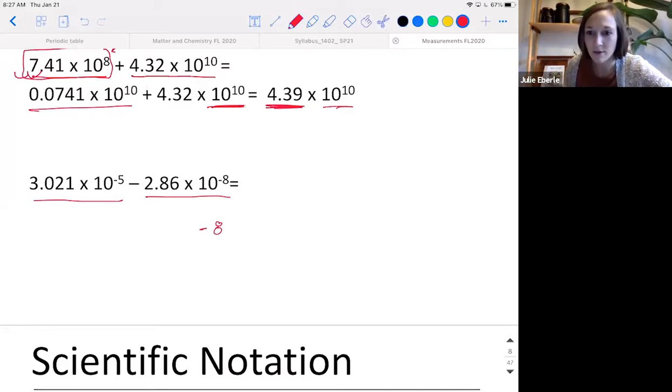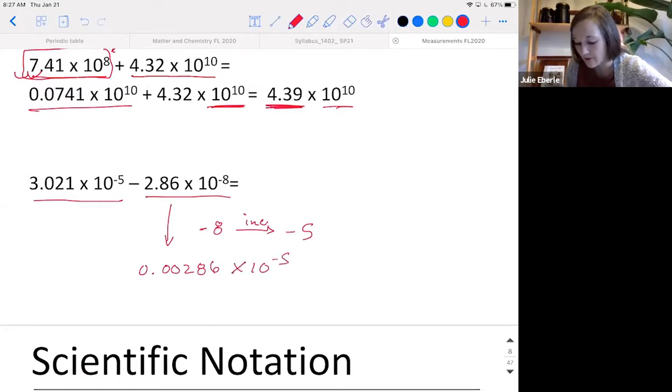So yes, that's what I'm seeing in the chat. We want it to increase. So we want to increase to -5. So remember, if I want my exponent to increase, I need to move my decimal to the left. I need to go 3 places to the left. So I'm going to take this number down here, move my decimal 3 places to the left. I should get 0.00286. Now I have times 10 to the -5.